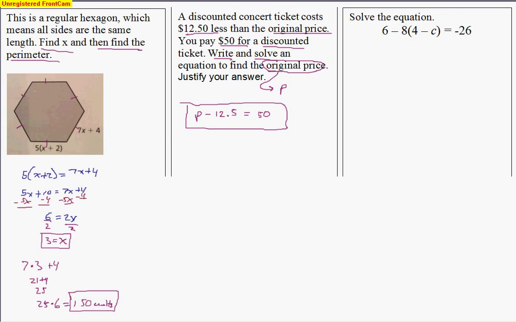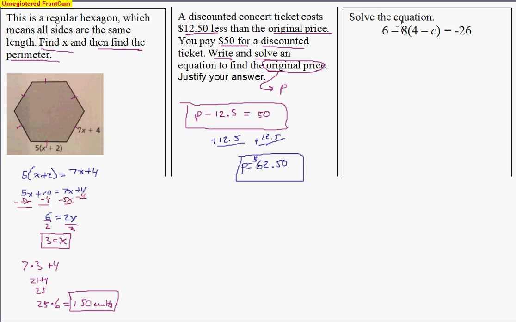So I did the equation. Now I have to solve by just doing some opposite operations. So I'll go ahead and add the $12.50 to both sides, and that will give me my answer. So $62.50. That's the cost of the original price of the concert tickets.